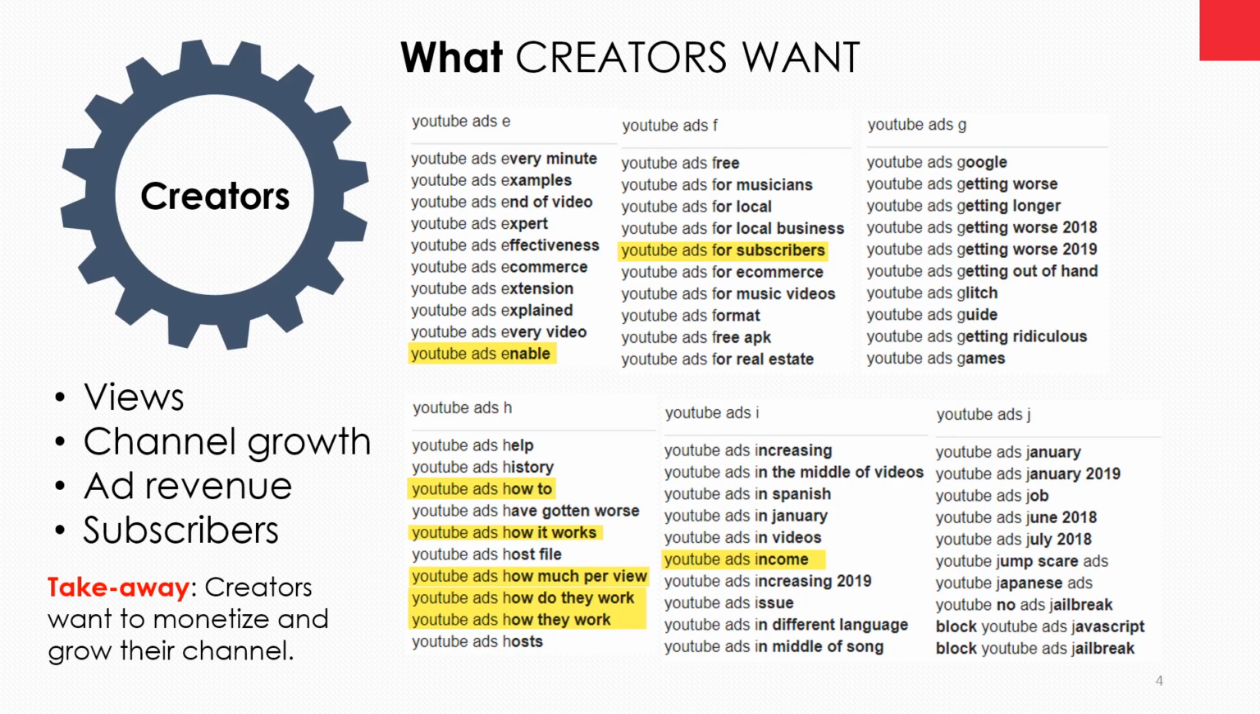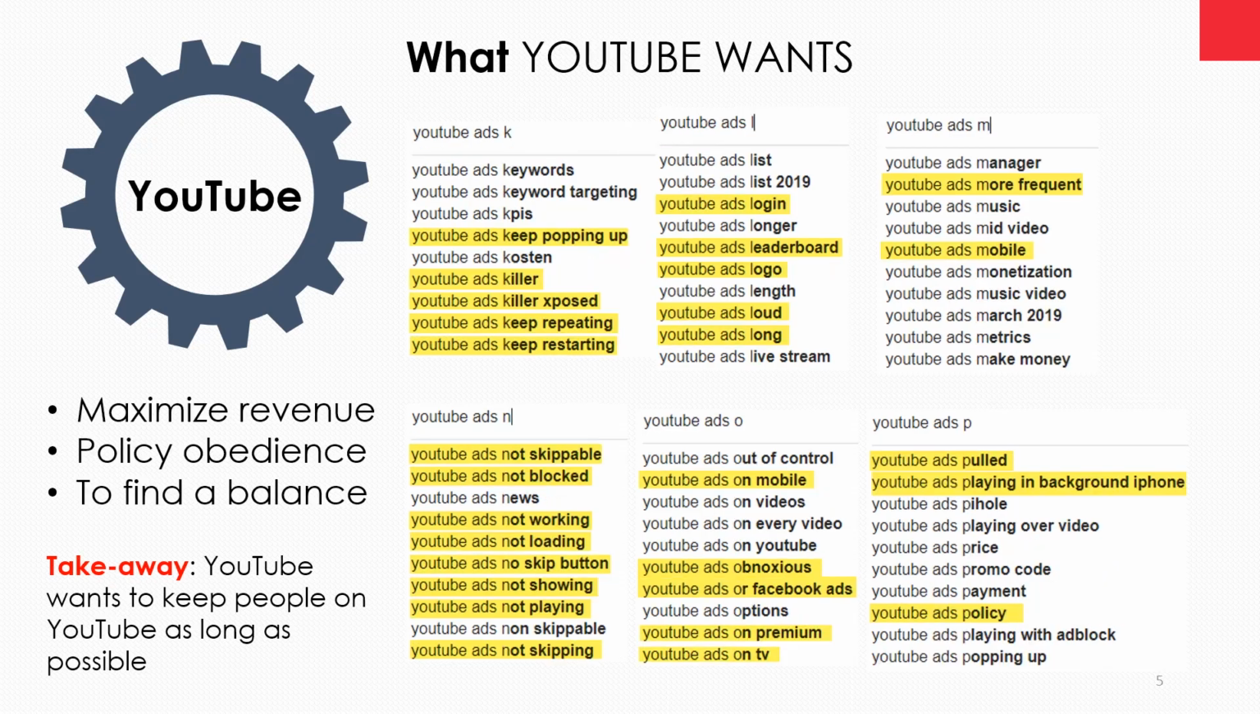What do creators want? So what are creators? Creators are the people that make YouTube videos to grow a channel. They want to provide value to people. They want to get more subscribers. So what do they really want? They just really want channel growth. They want views because they're monetizing their videos. And when they do that, Google shares ad revenue with them. So the takeaway is creators want to monetize and grow their channels.